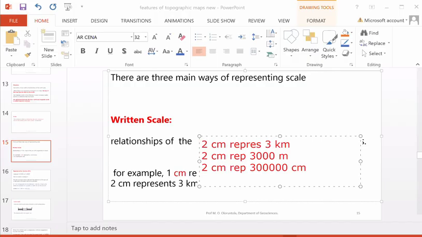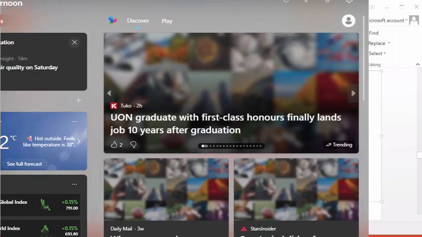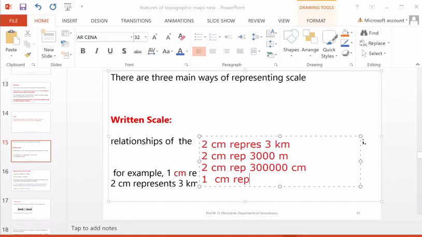Representative fraction, the left side must always be 1. In that situation, if 2 centimeters represent 300,000 centimeters, then it means that 1 centimeter will represent what? You divide both sides by 2. You are going to divide both sides by whatever value you have on this side. So when you divide 2 by 2, it's going to be 1. Divide 300,000 by 2, it's going to give you 150,000. So if 2 centimeters represent 300,000, 1 centimeter represents 150,000 centimeters.